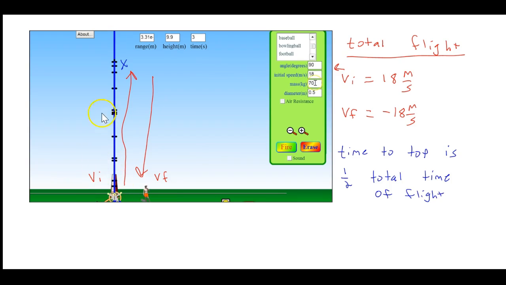Because at all times the acceleration is the same, it's going to be symmetrical, meaning that the time up is going to be exactly the same as the time down. That means in this case the time up would have been 1.5 seconds, so it took 1.5 seconds to reach maximum height, and then it took 1.5 seconds to fall back to where it started. So again, we've got 1.5 seconds up, 1.5 seconds down, for a total time of flight of 3 seconds.